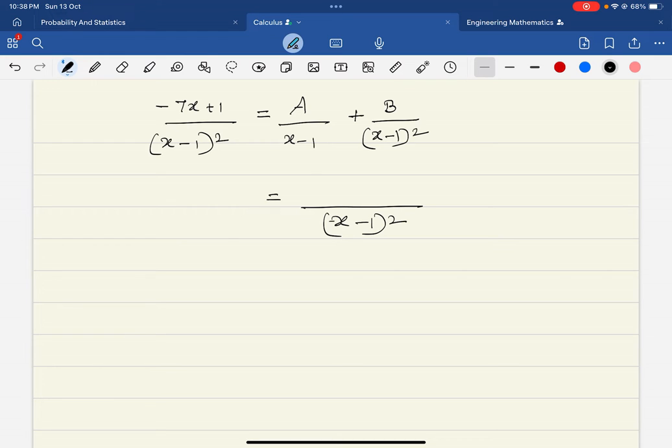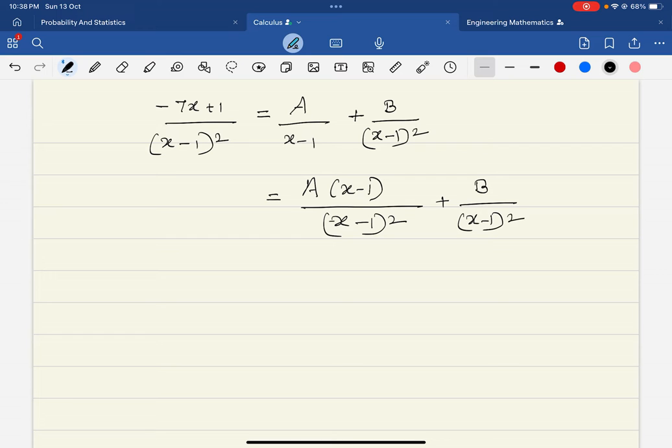But you have a over x minus 1. So how to get the denominator as x minus 1 the whole square? If you multiply by x minus 1, correct? I have to get the denominator as x minus 1 the whole square. That means you are multiplying by x minus 1, so a over x minus 1 multiplied by x minus 1, plus b over x minus 1 the whole square.